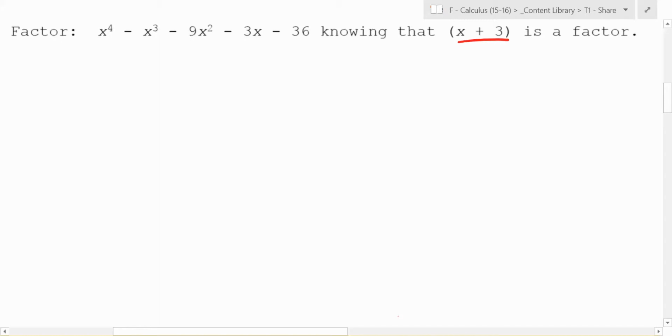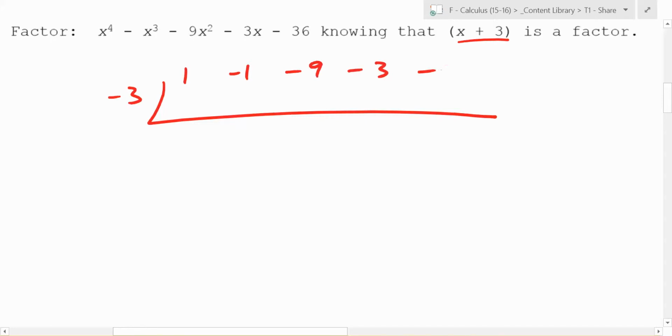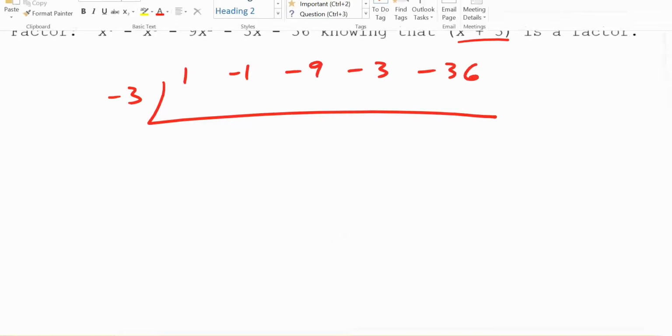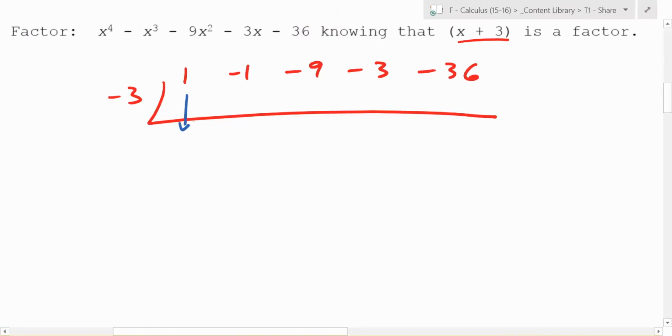What makes that 0? Negative 3. You do negative 3, this, and then 1, negative 1, negative 9, negative 3, negative 36. And what's the first step? You bring down the 1. Go from there. So what do you multiply by each time? Negative 3. So it's going to be negative 3, negative 4, 12, 3, negative 9, negative 12, 36, and 0.